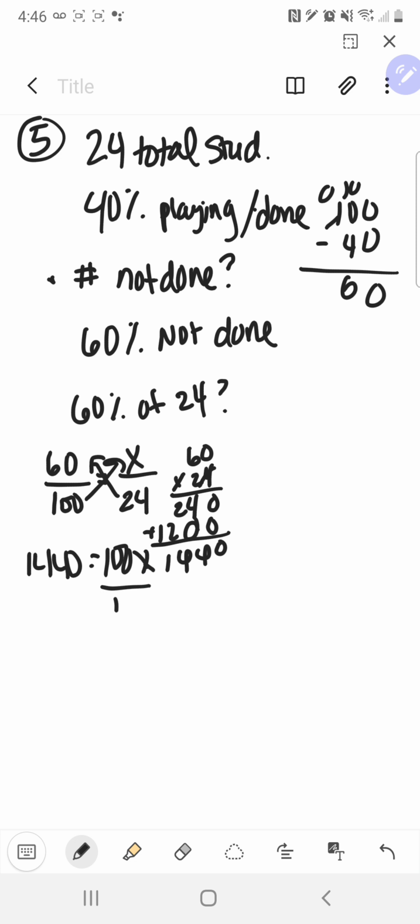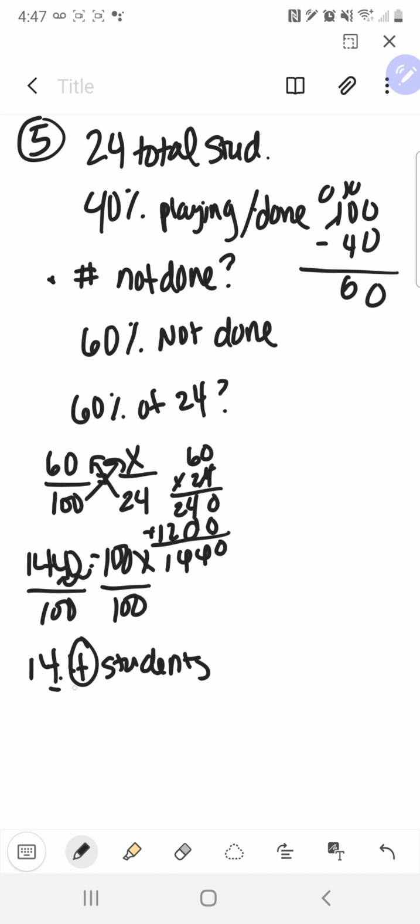100x, divide both sides by 100, which is like moving the decimal place 2 places to the left because you're getting 2 place values smaller. So we have 14.4 students, because it's looking for a number, are not done. Well, it's asking approximately about. Well, that is, if you're trying to round this is less than 5, so that's about 14 students.